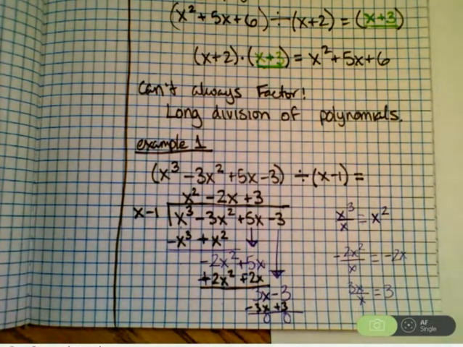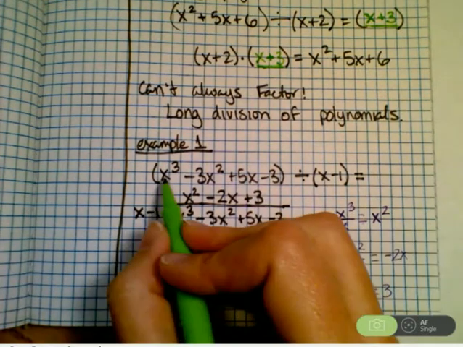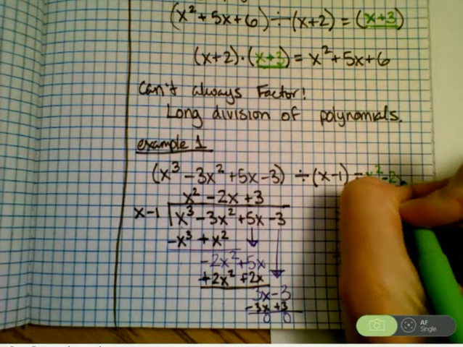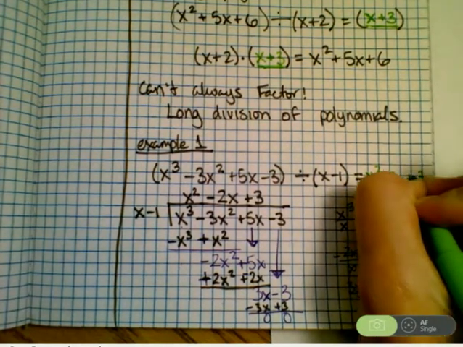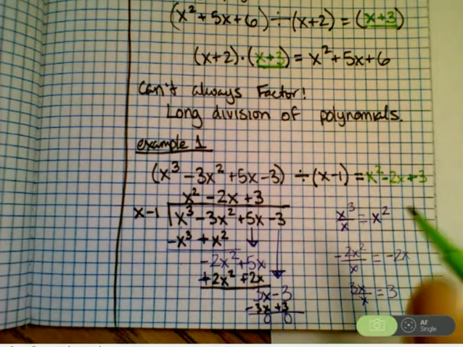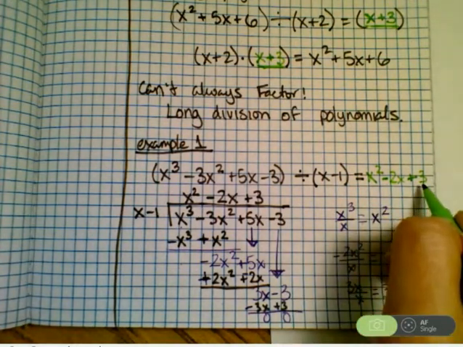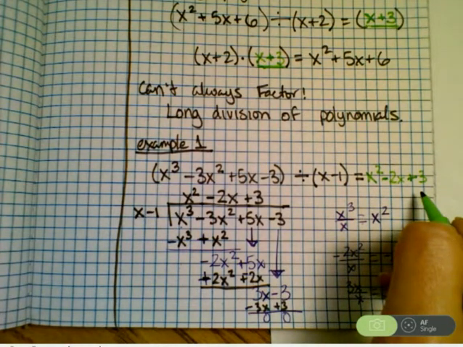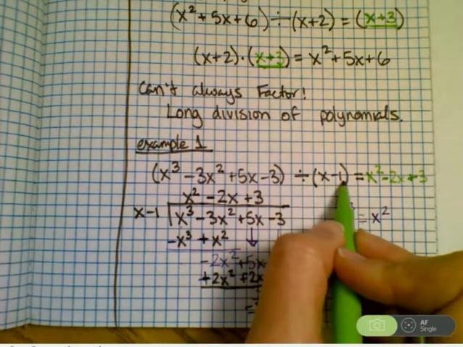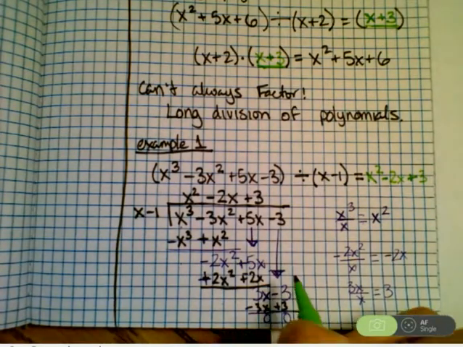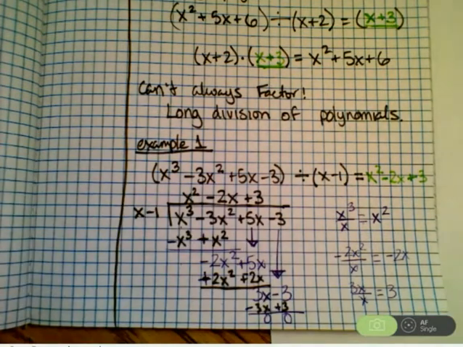So let me find a different color. So this divided by x minus 1 equals x squared minus 2x plus 3. Now, just like in other division, we won't always get zeros at the end, but I'll show you what happens when we come to one of those. For right now, this is all we need to do. So this is our final answer. Because there's no remainder, that means x minus 1 is a factor of this polynomial, because we can take that polynomial and divide it by x minus 1. So that gives us a factor of x minus 1.